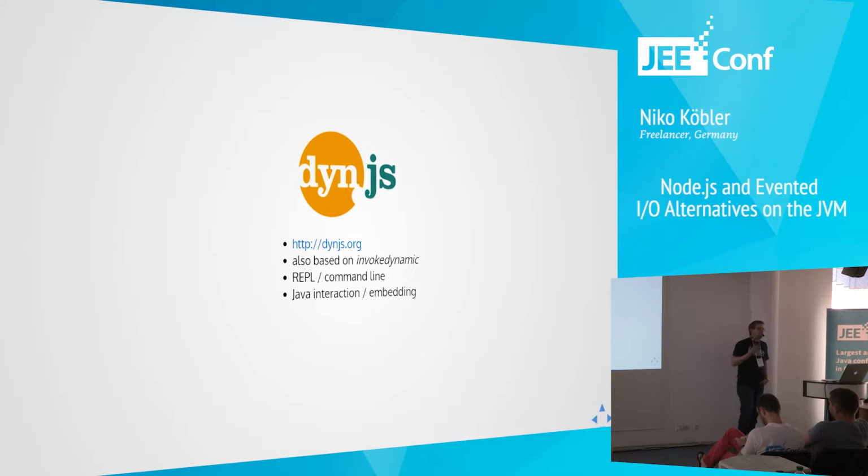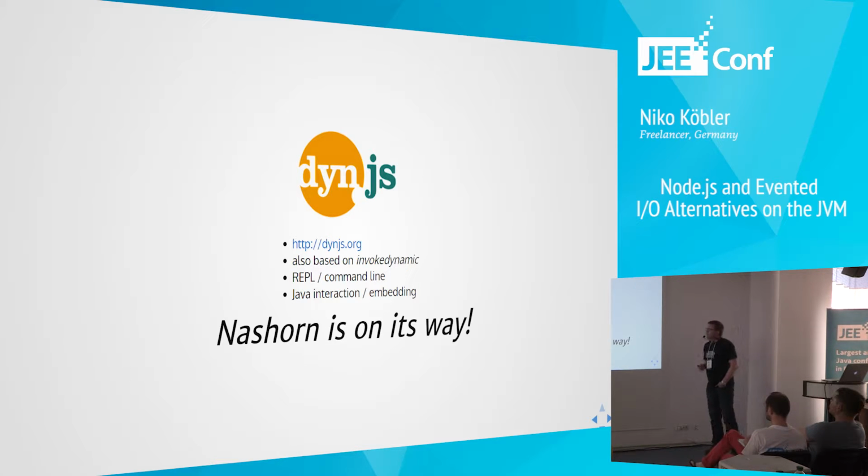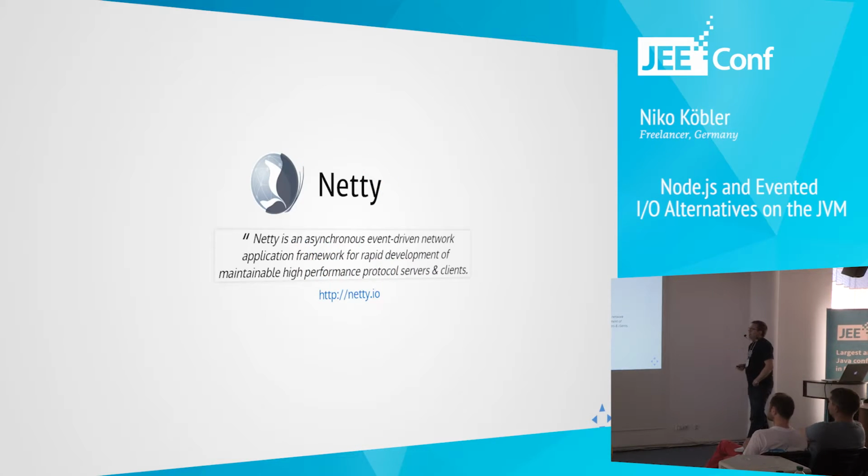DynJS is also a JavaScript engine on the JVM. And yeah, it's quite similar, but it's slower and not that good. And the implementation of Nodyn for Nashorn is on its way. I hope that the first release of Nodyn with Nashorn is coming in the next weeks. Don't know. And also Nodyn is using Netty for the asynchronous network I/O.